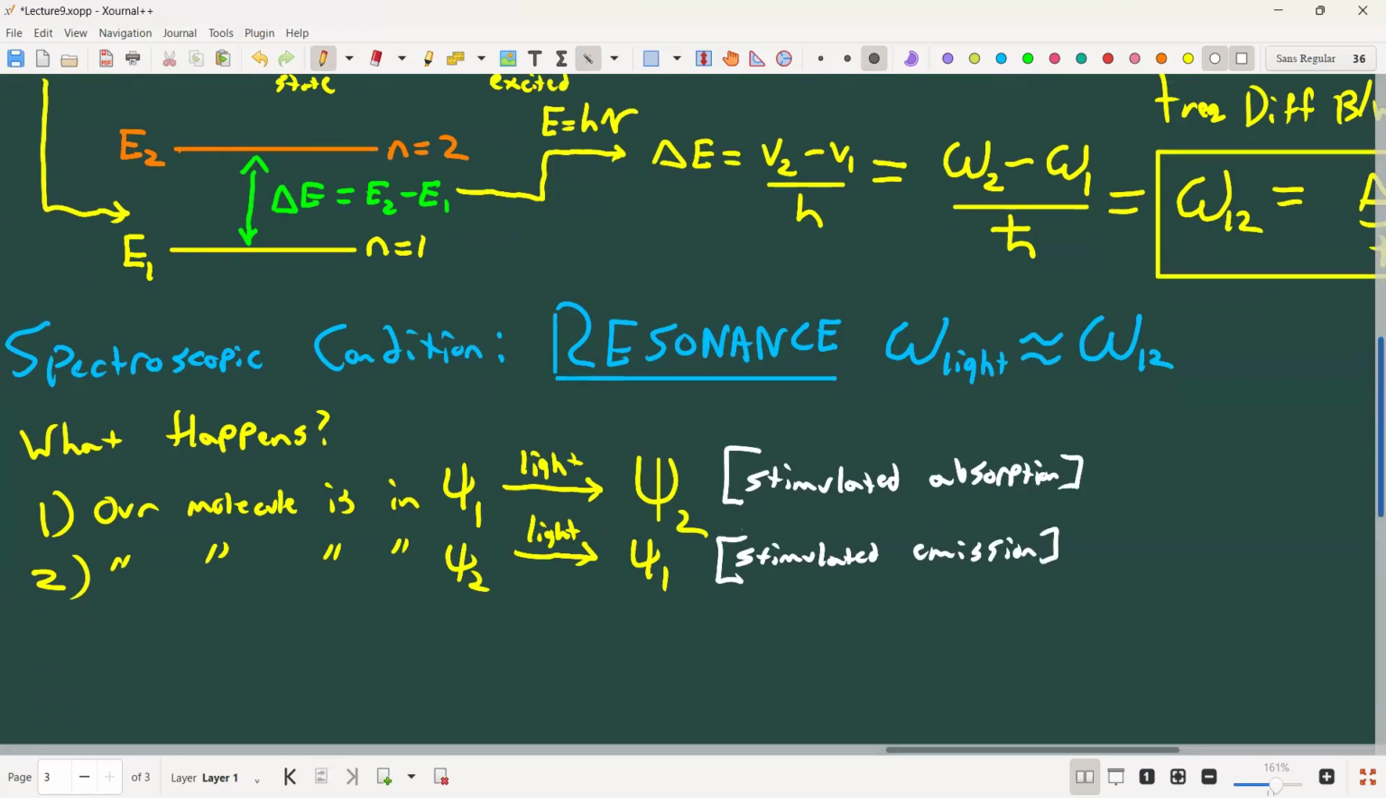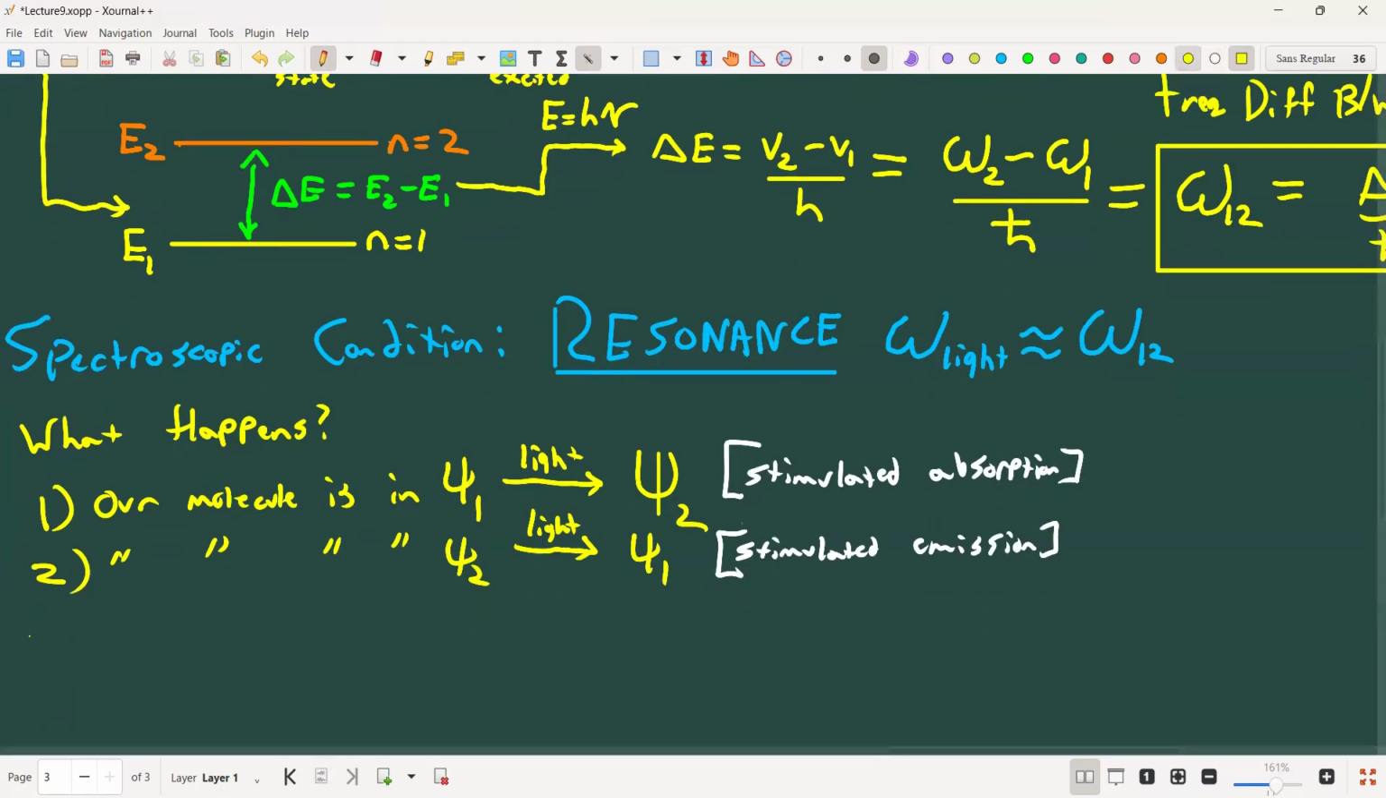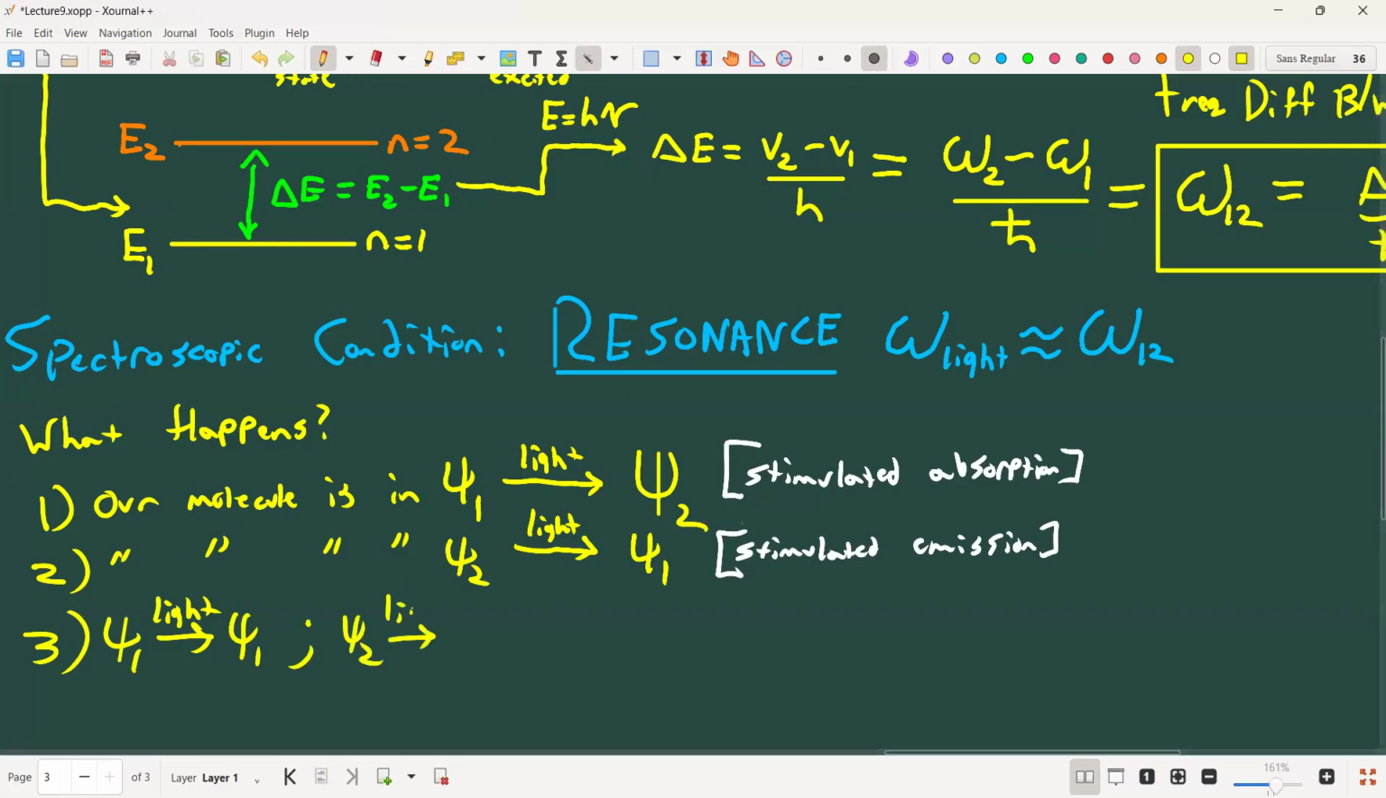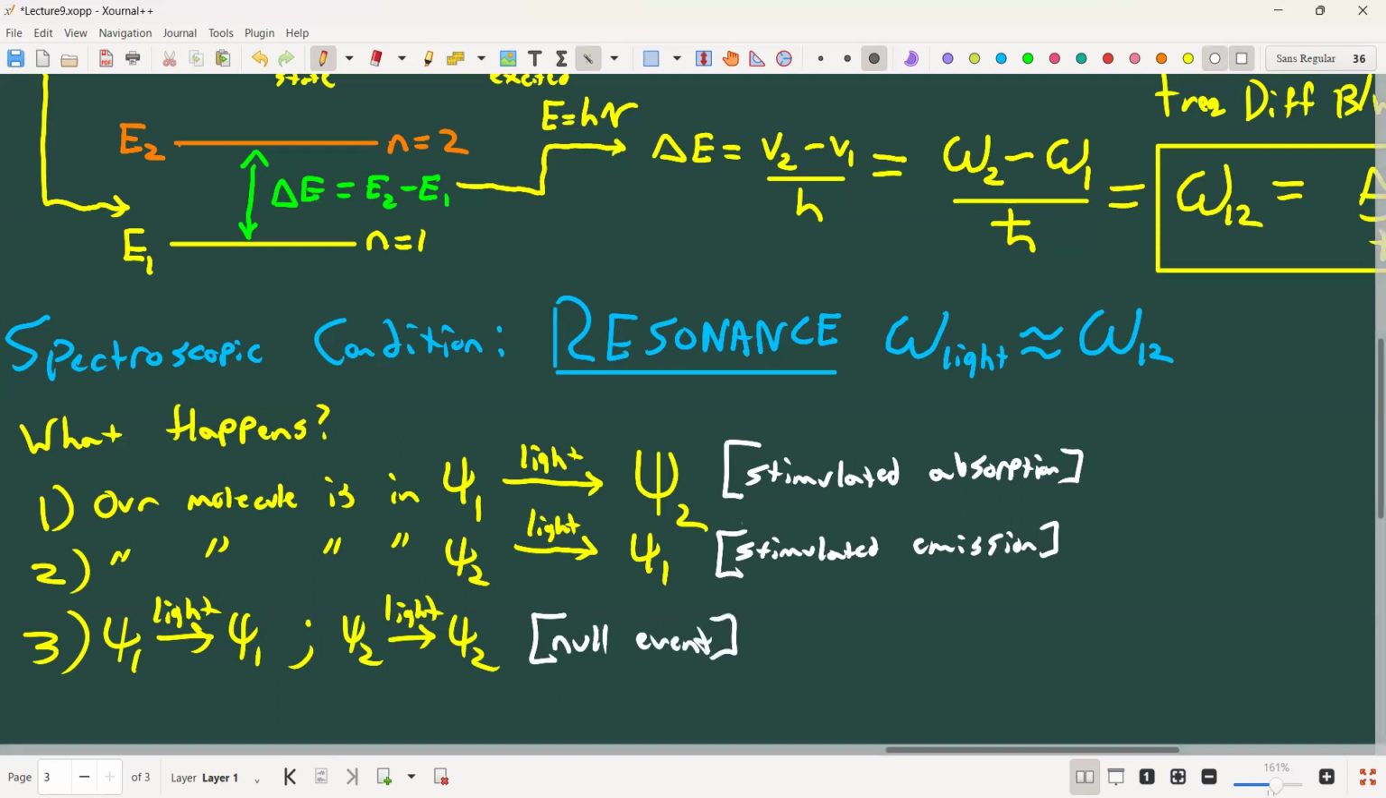All right, and there's one more option, which is that it doesn't do anything. Psi 1 stays psi 1, or psi 2 stays psi 2. We'll call that null, just a null event. So the light's either not going to change the state of my molecule, or it's going to change the state. Two options. We only have two levels here, so we don't have to worry about it going to a third level or the fourth level.